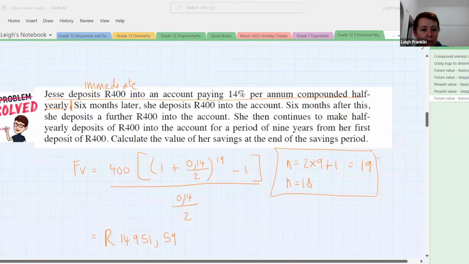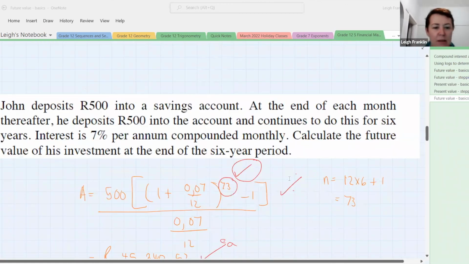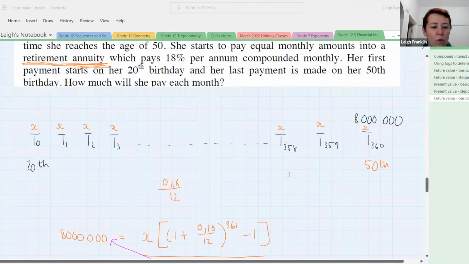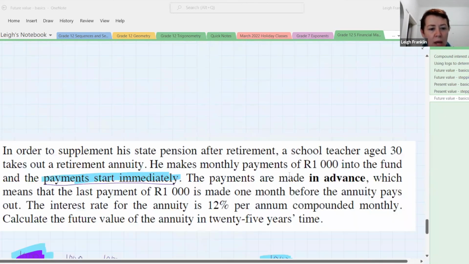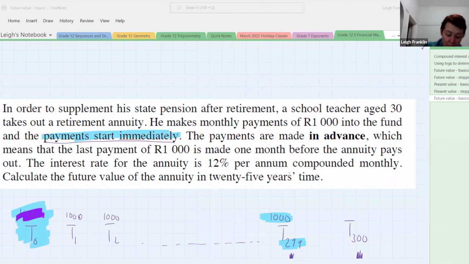Whatever deposit was taking place, it was happening at the end of the month, right? And then we just had to figure out how many payments of whatever it was we had done. Here, what's different is that the payments are made in advance. So the payments are being made at the beginning of the month and not at the end of the month. So the payment gets made at the beginning of the month and it stays in the account and it earns interest. And then the next payment is made at the beginning of the next month and it stays in the account and it earns interest, all right?